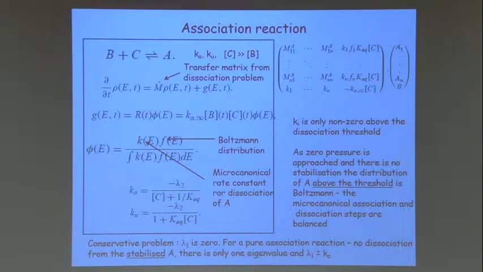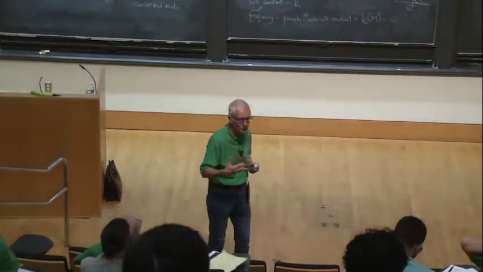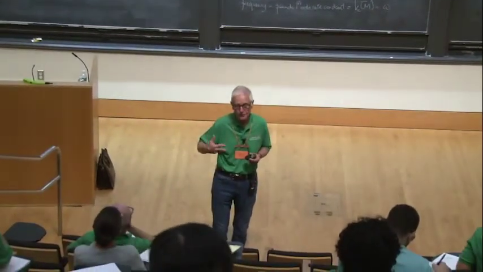Okay, I'll go fairly quickly through the next few slides. So this is what we have for an association reaction. Previously we had A going to B plus C. Now we've got B plus C going to A, and A coming back again to form B and C. And we've got rate constants Ka and Ku. And we'll assume that C is very much greater than B. That's important because these master equation models require first order processes.